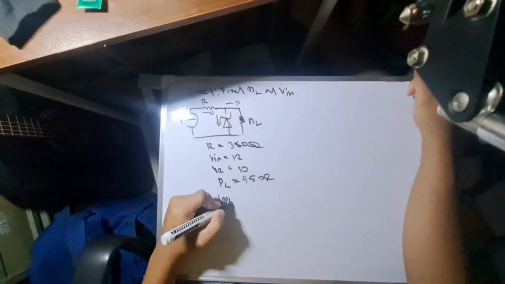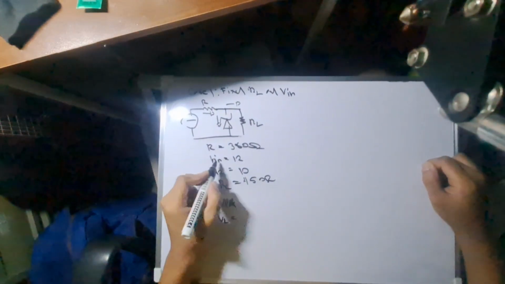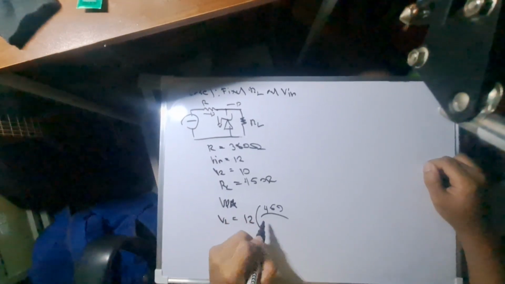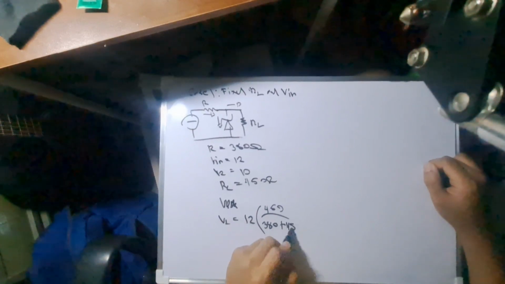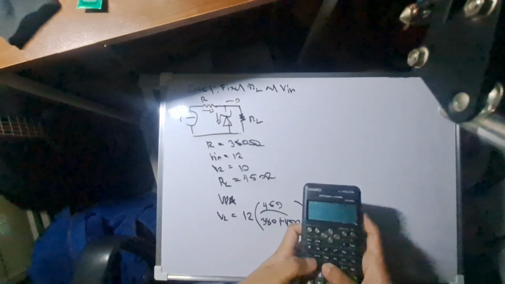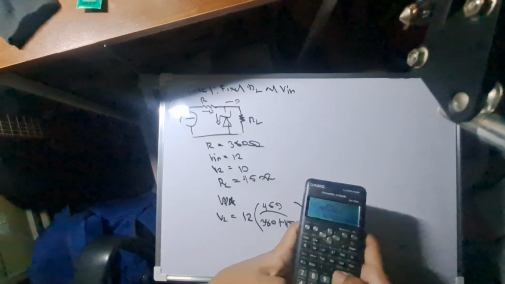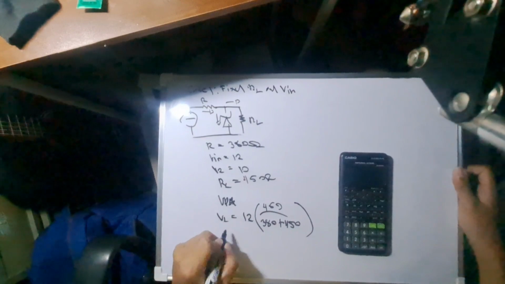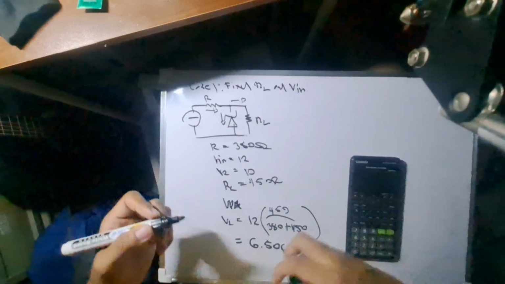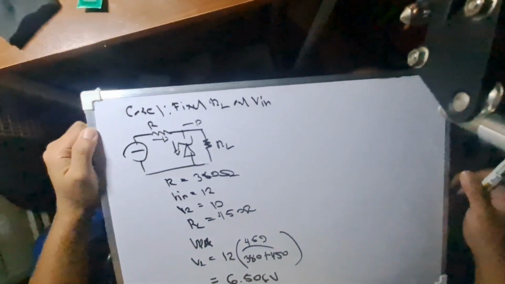So VDR, so VL is equal to V in times 450 over 380 plus 450. So let's see if the Zener is on: 12 times 450 over 380 plus 450, and it is at 6.506 volts. So the Zener is not on. So let's solve for the IZ if it is not on.